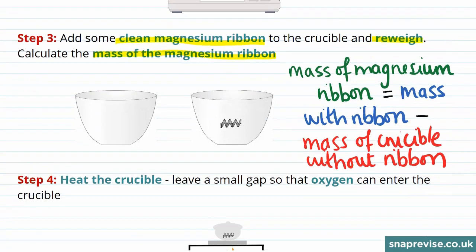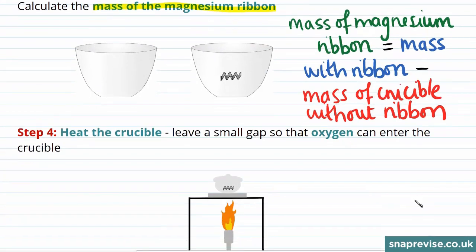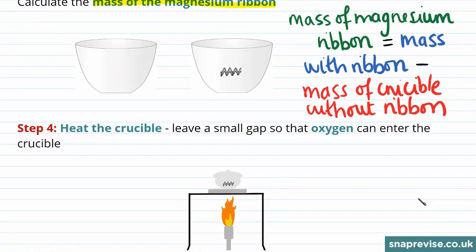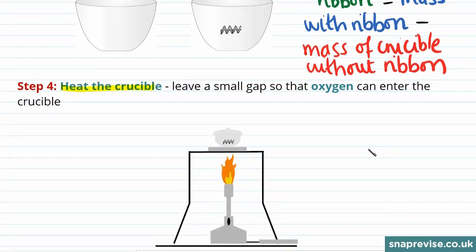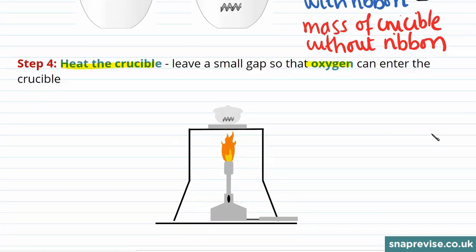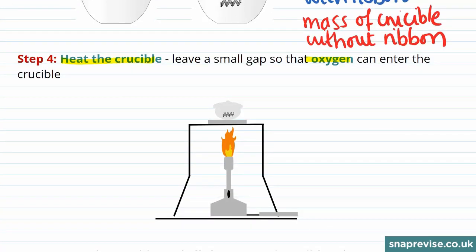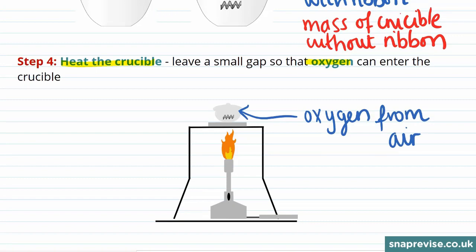You then want to react this magnesium with air, or oxygen specifically, and you do this by heating the crucible, leaving a small gap between the lid and the crucible so that oxygen can enter it. You can see in this diagram that you once again use a Bunsen burner, and the small gap allows access of oxygen from the air to the magnesium.